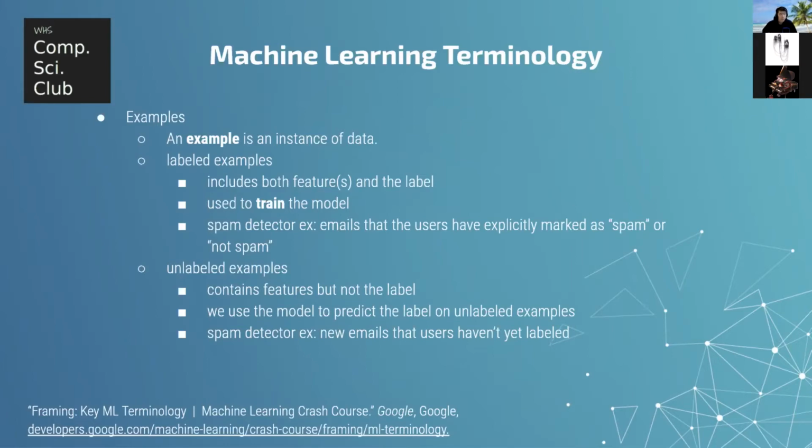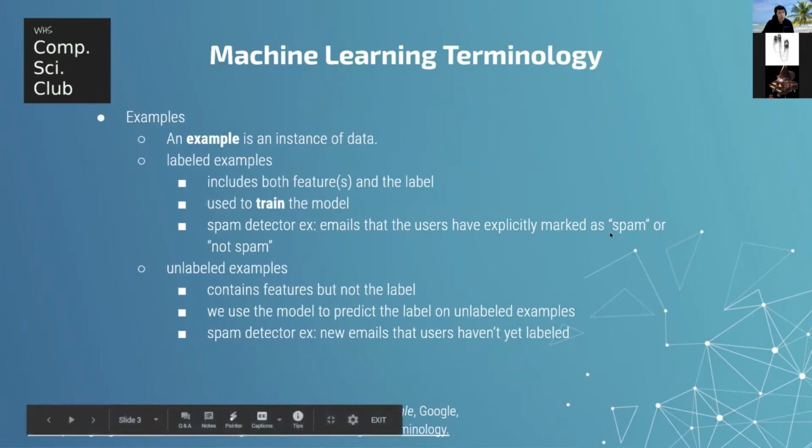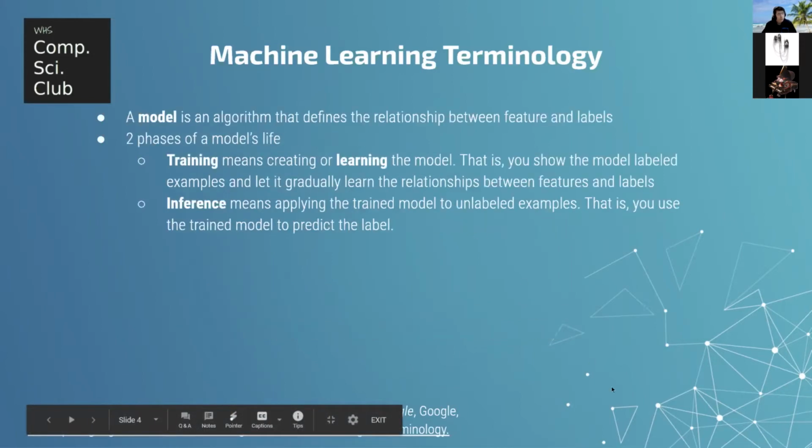And unlabeled examples are the same thing. They contain features, however, they don't contain the label. Those are emails that are not marked yet, new emails that users haven't yet labeled. We use the machine learning model to predict the label on these unlabeled examples. That'll make a bit more sense later if it's confusing.